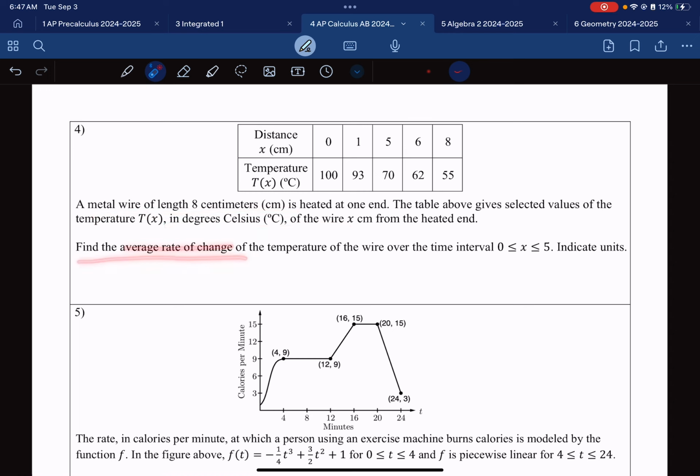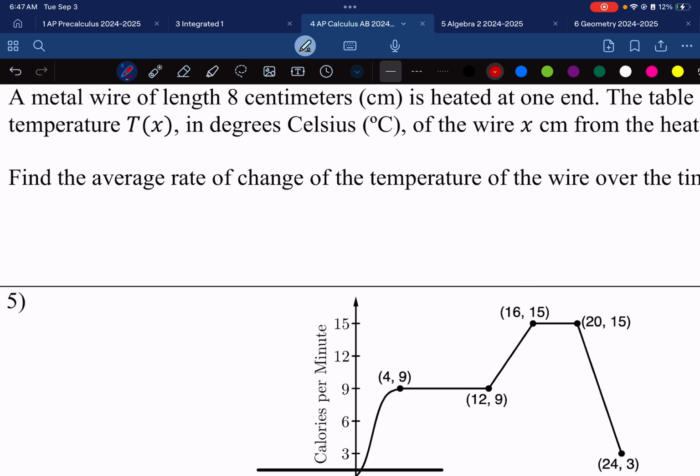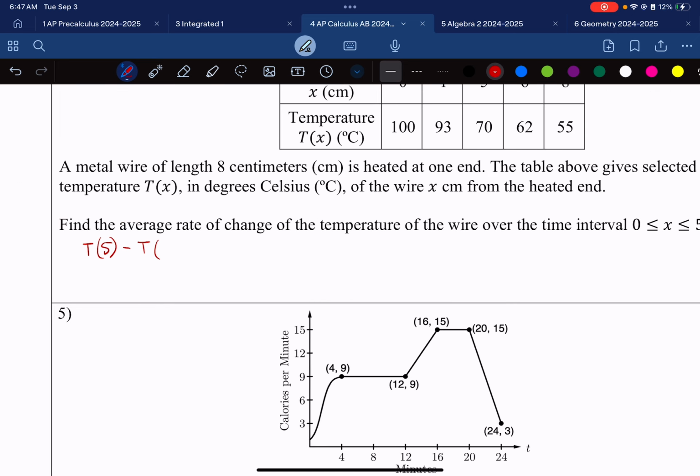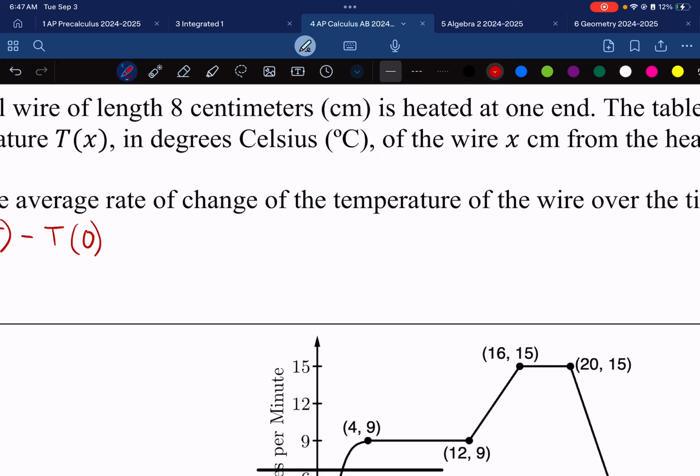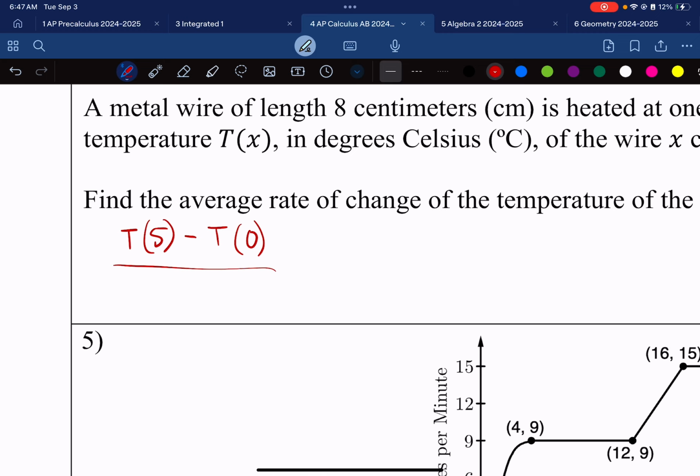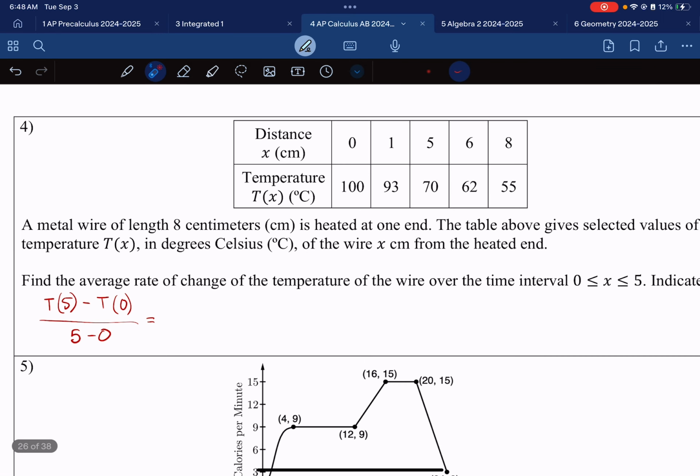Again, find the slope between 0 and 5. So we're talking about capital T in this case. So I can say capital T of 5 minus capital T of, was it 0? Yes, 0. Capital T of 0. All of this divided by 5 minus 0. It's the same formula over and over and over again. Okay, so capital T of 5, I use a table. Say, okay, capital T of 5, that comes down here to 70.